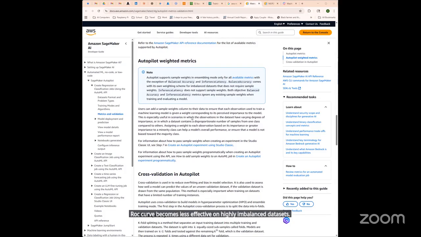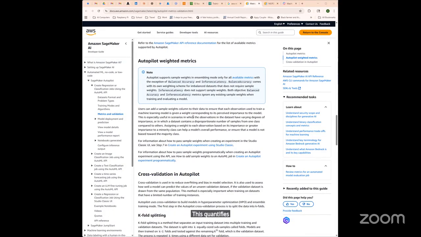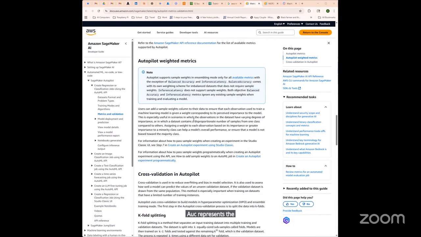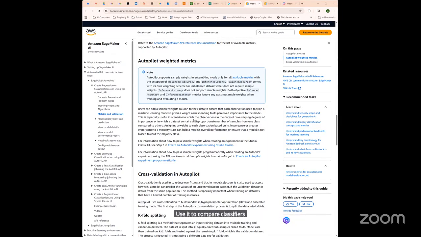AUC, area under the ROC curve. This quantifies ROC performance. The values can range from 0.5, which would be a random chance, to 1.0, which would be a perfect classifier. AUC represents the probability that your model ranks a positive sample higher than a negative sample. Use it to compare classifiers. Higher AUC means better performance.